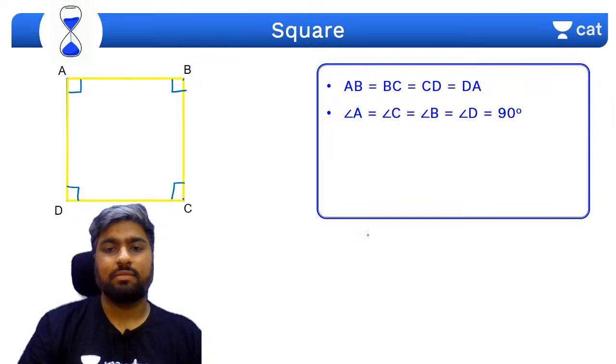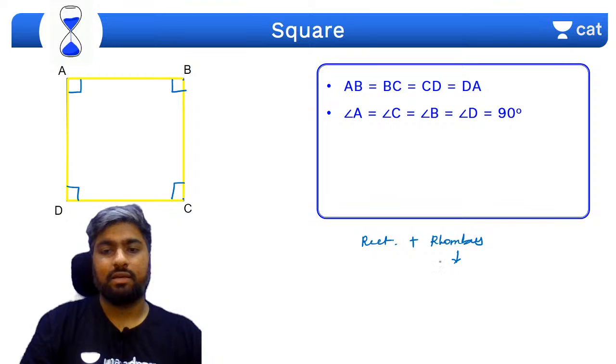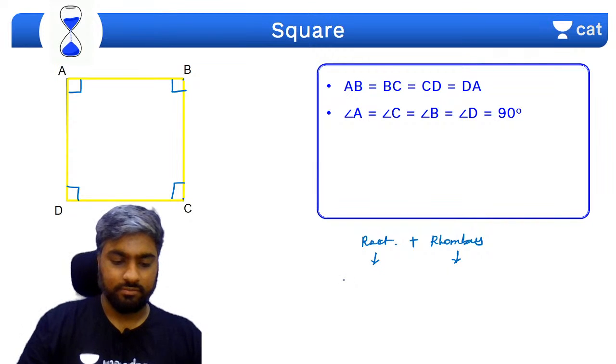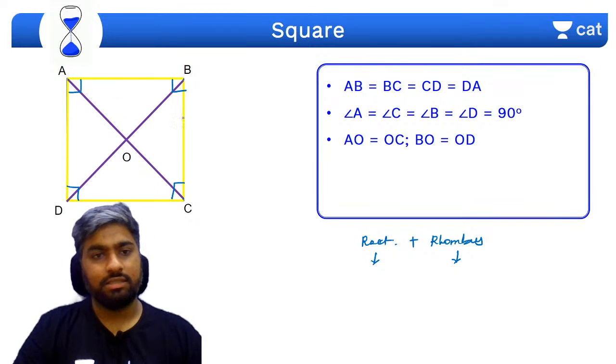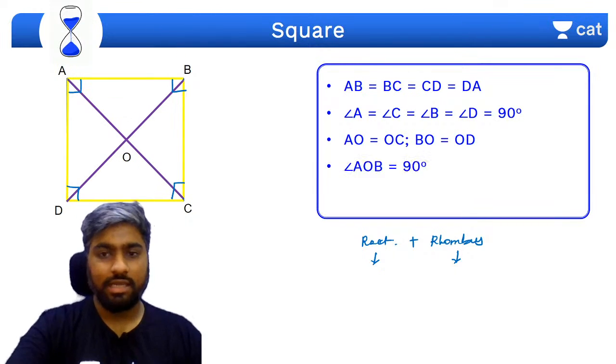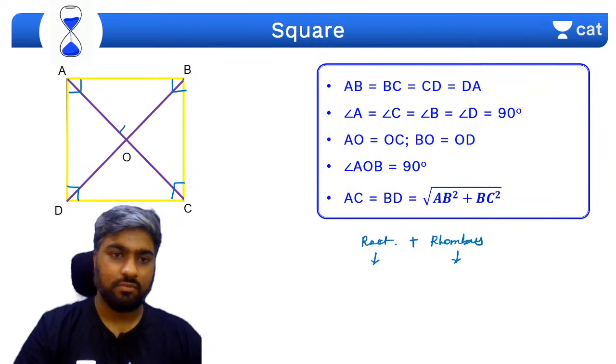So what is this? This is a mix of a rectangle and a rhombus. In a rhombus, all sides are equal. In a rectangle, all angles are 90. Okay. And now what is here? Same logic with the diagonals. They bisect each other. They are equal to each other. They bisect at 90. Yes, they bisect at 90.